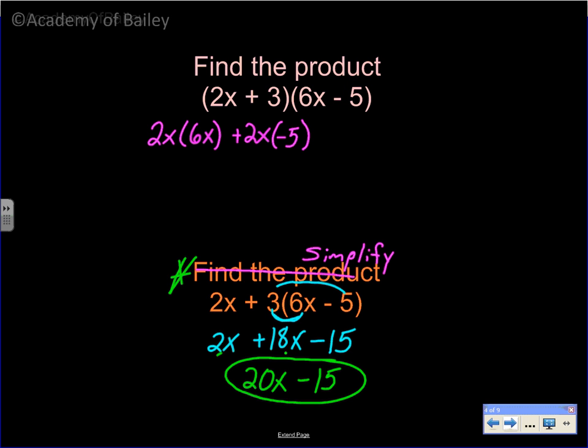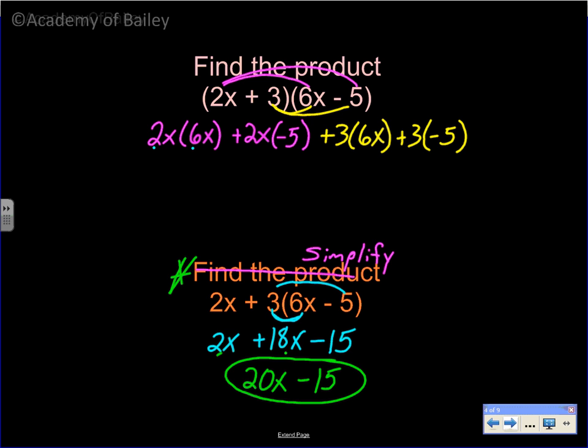Let me go ahead and get those lines back for you. Now we're going to take a positive 3 times 6x, and we're going to take that positive 3 and multiply it by -5. And so this is what we have. Now you could just go ahead and multiply and combine like terms. Let's work over there on the left side.